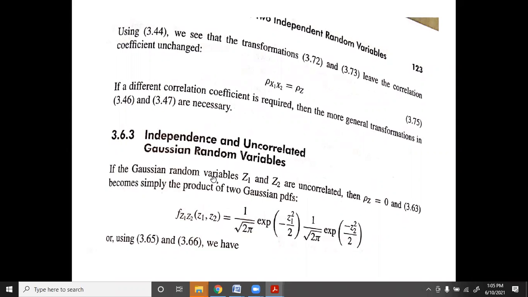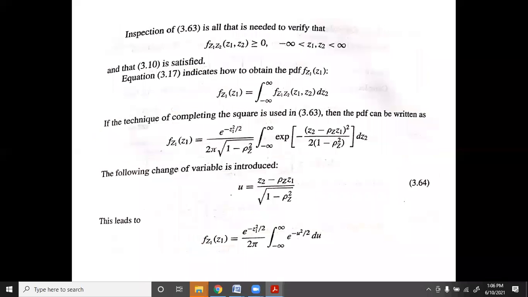If the Gaussian random variables Z1, Z2 are uncorrelated, then rho Z is equal to 0, and 3.63 becomes simply the product of two Gaussian PDFs. If we have the Gaussian random variables Z1, Z2 as uncorrelated, then rho Z will be equal to 0, and 3.63, which we have written there, right?